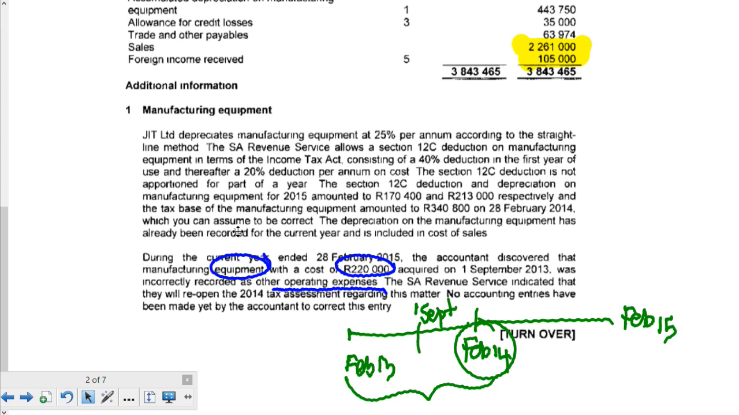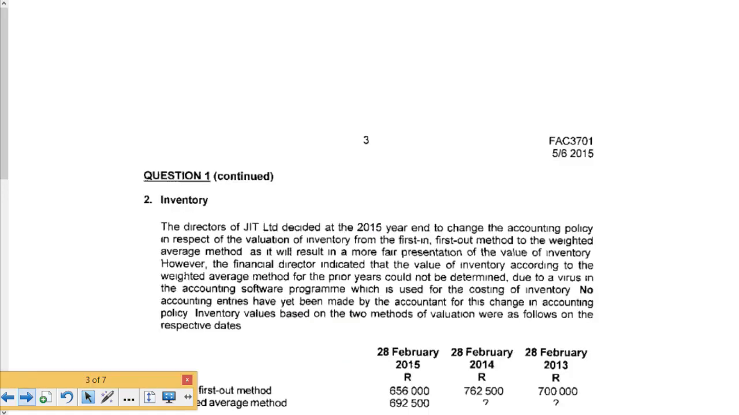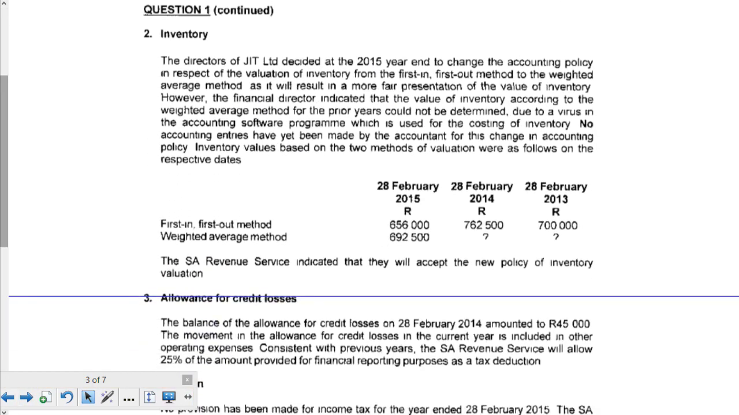Change in accounting policy. Are you ready? Changes in policy are easy-ish to do, right? The directors decided to change the accounting policy from FIFO to weighted average. Now, that story goes in as a story, yeah? So you've written there, blah, blah, blah. Okay, good. That whole story would go in as a story, right?